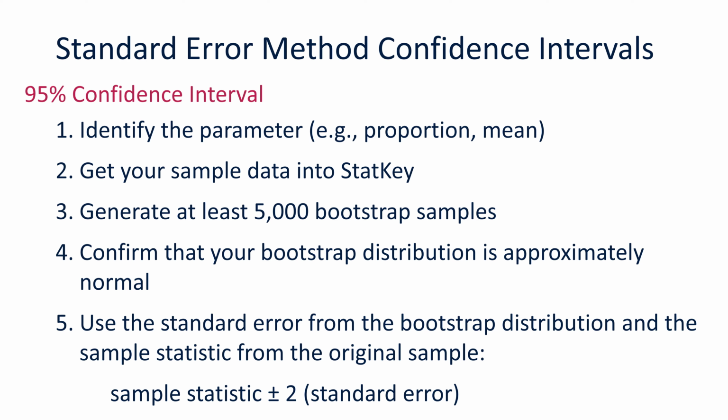In step 4, confirm that your Bootstrap distribution is approximately normal. If it's not normal, then you need to use the percentile method. If it is normal, then you can use the standard error method. In step 5, use the standard error from the Bootstrap distribution and a sample statistic from the original sample. Plug those values into this formula, sample statistic plus or minus 2 times the standard error, to get the 95% confidence interval. I'll take you back to StatKey again to work through one example with a proportion and one example with a mean.